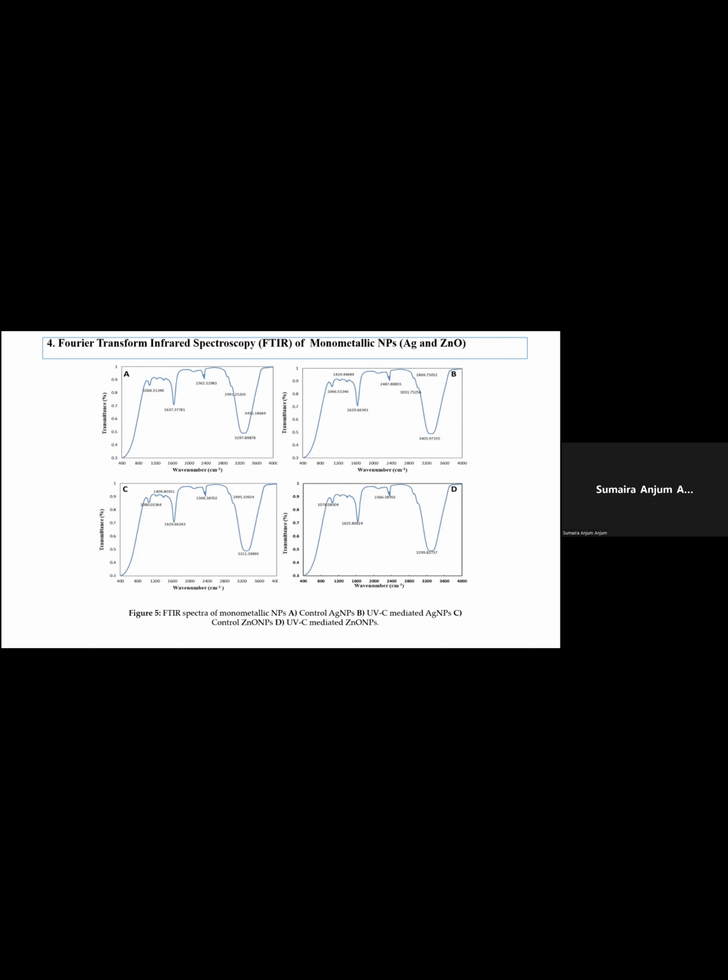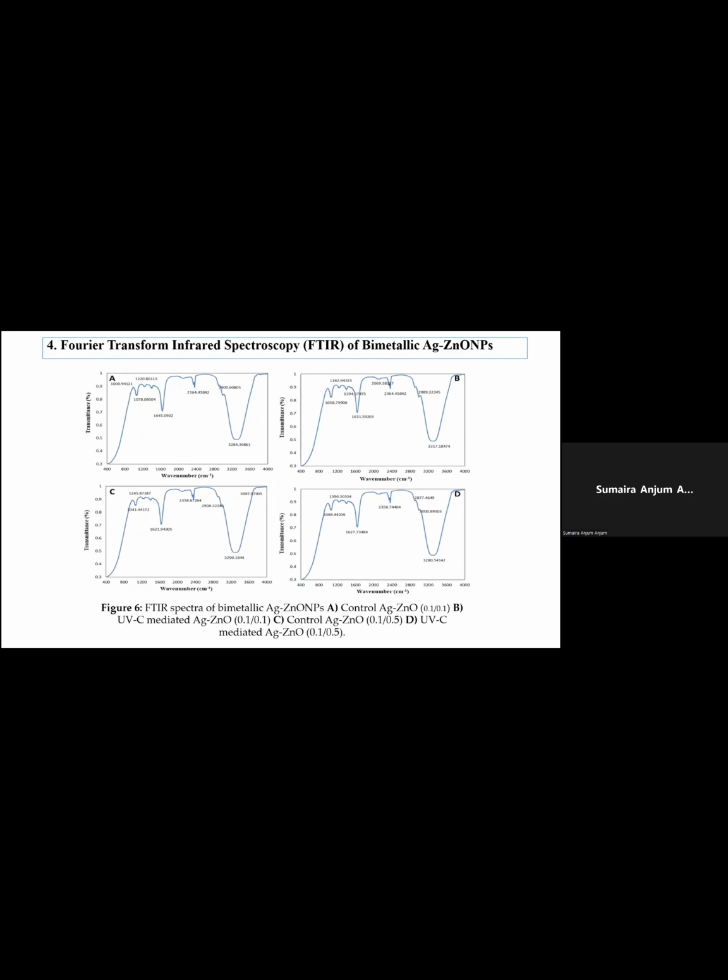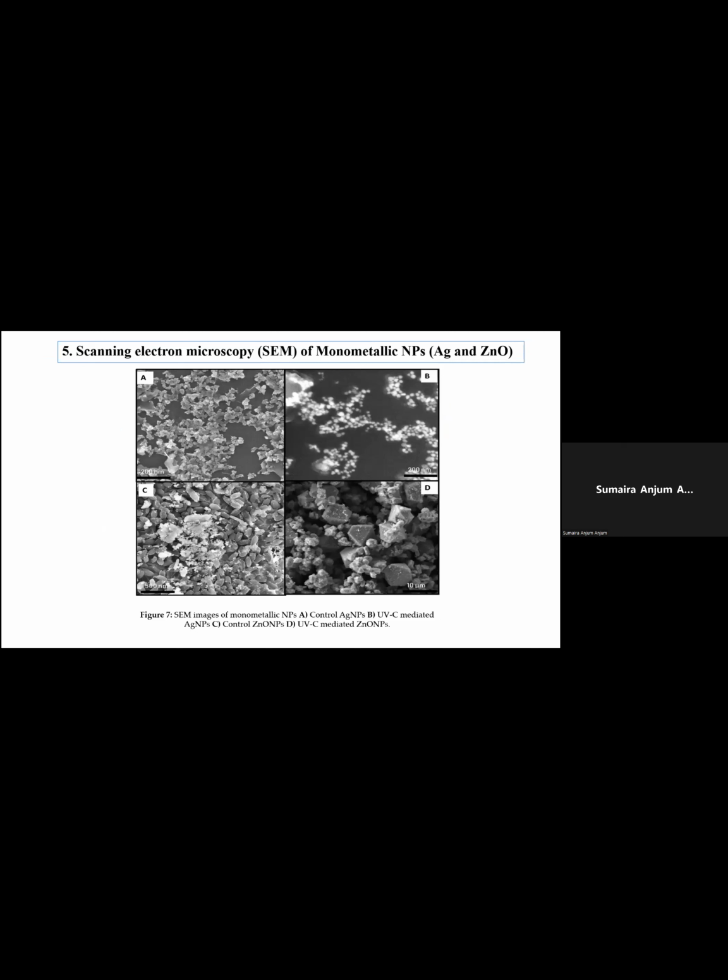the capping and the reduction of these monometallic nanoparticles. The same spectra were observed in the case of the bimetallic nanoparticles, and they show the same kind of capping in the bimetallic nanoparticle synthesis.